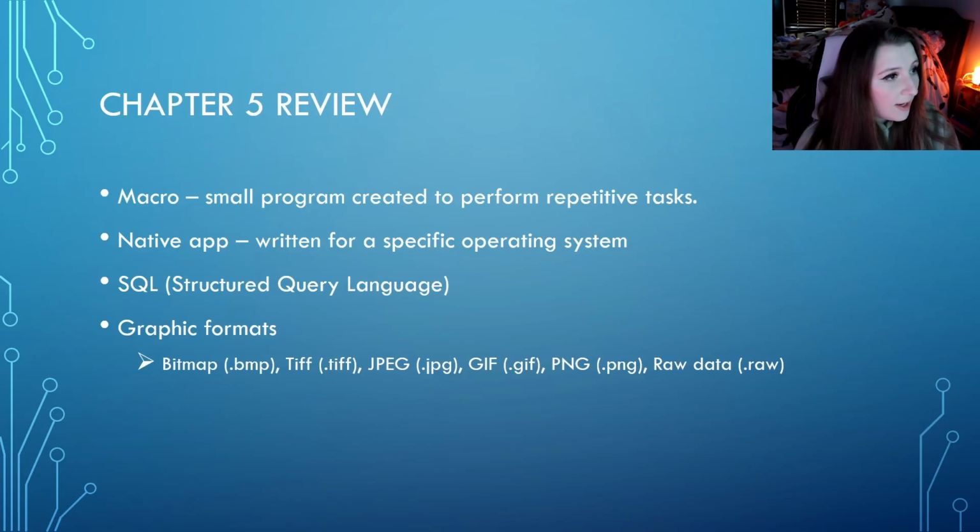And then I also learned about the different graphic formats, which is the bitmap, which uncompresses files that code values for each pixel. I learned about TIFF, which is large image format used for print. I learned about JPEG, which is compressed file format, often used for photos. A GIF or GIF, however you want to pronounce it, is compressed graphics format that supports animations. I learned about PNG, which is compressed format that supports transparent backgrounds. And then obviously raw data, which is uncompressed and unprocessed data.